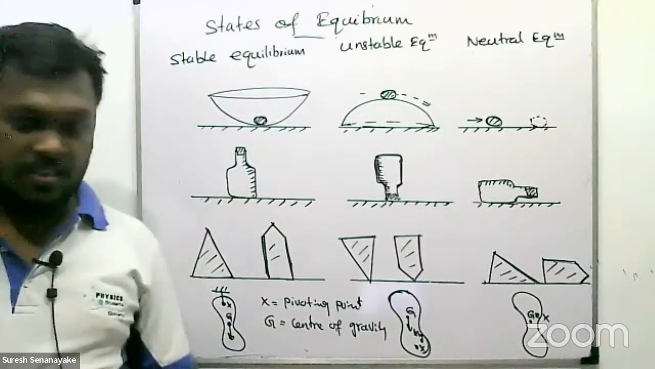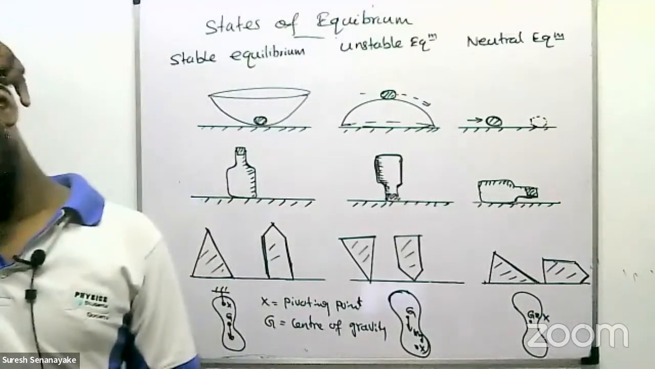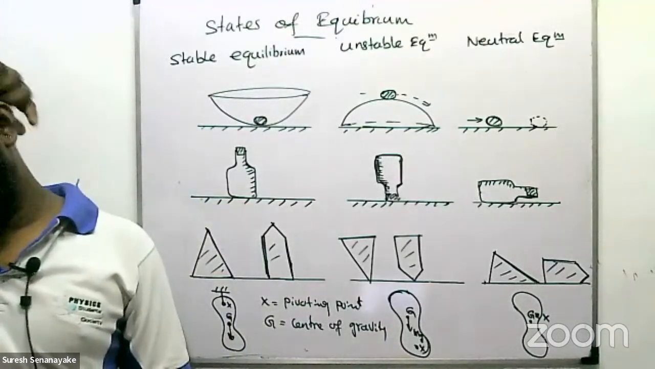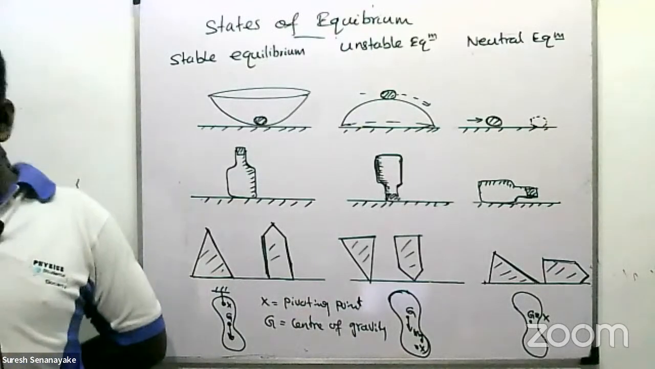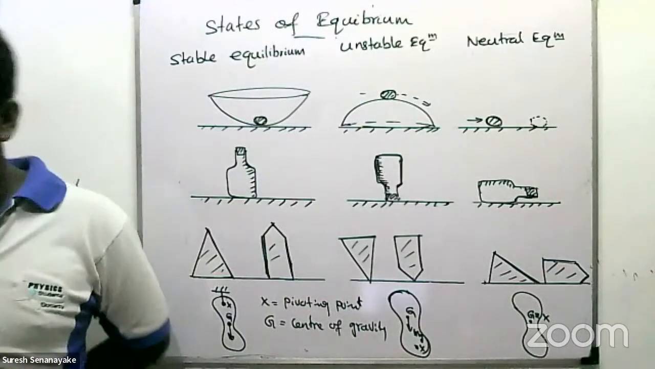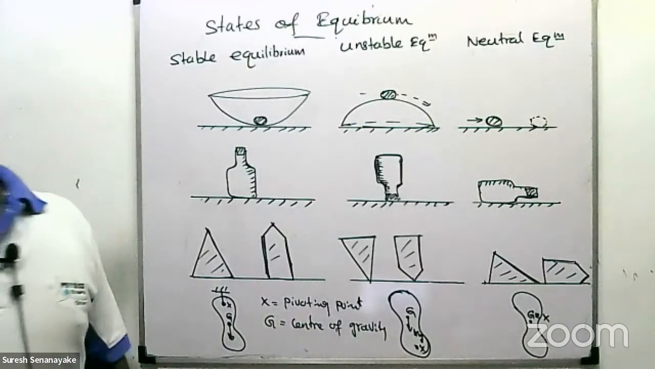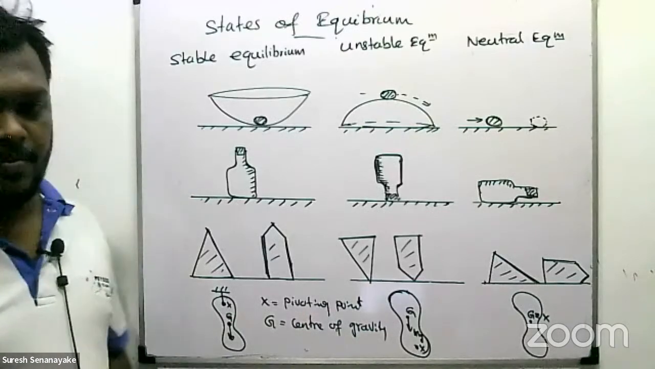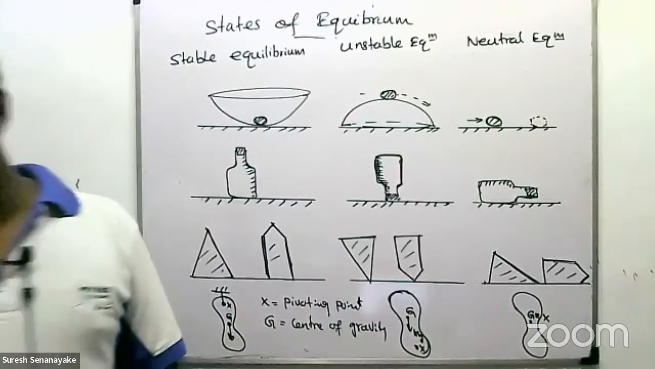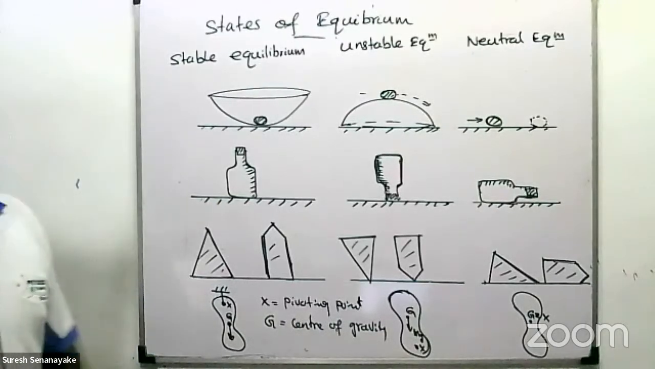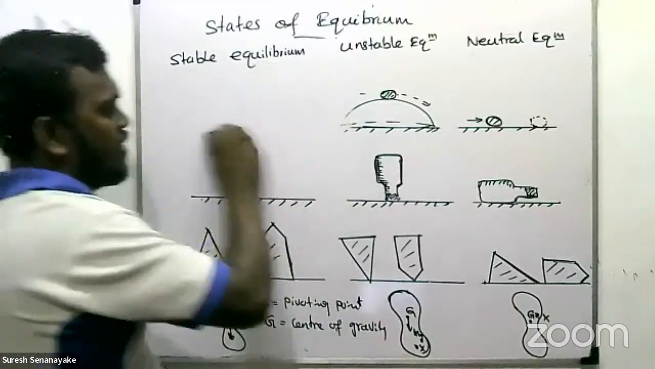Out of these three states of equilibrium, it can be seen that the unstable equilibrium position is the most unsafe position. Most unsafe position.